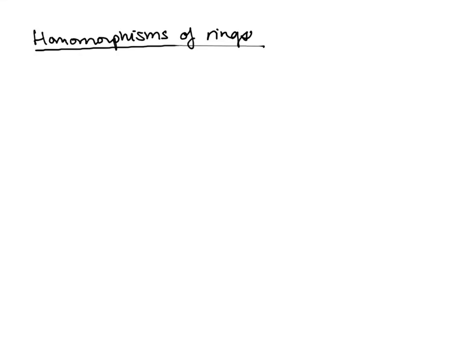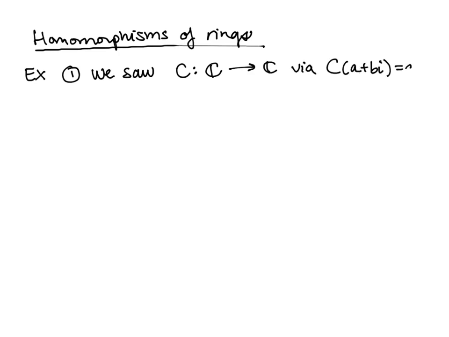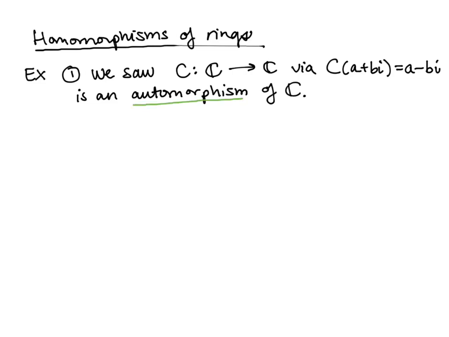Hello, I wanted to give you a couple more examples of homomorphisms of rings. So here we go. The first example that we looked at in class was a function from the complex numbers to itself via conjugation. So we're taking the complex conjugate of a number. A plus bi gets sent to a minus bi.